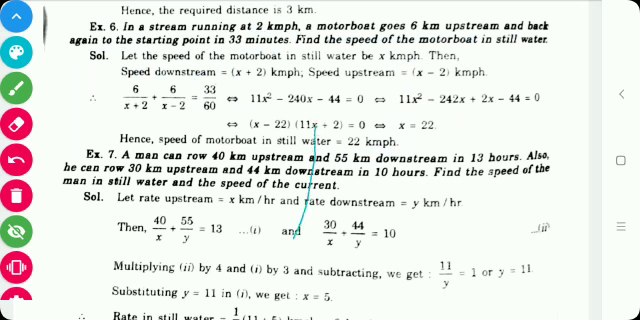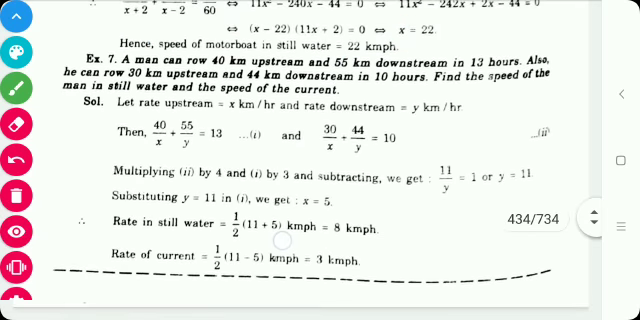Seventh problem is, a man can row 40 kilometer upstream and 55 kilometer downstream in 13 hours, and also he can row 30 kilometer upstream and 44 kilometer downstream in 10 hours. So find the speed of the man in still water and the speed of the current. So let the rate upstream be x kilometer per hour and rate downstream be y kilometer per hour.